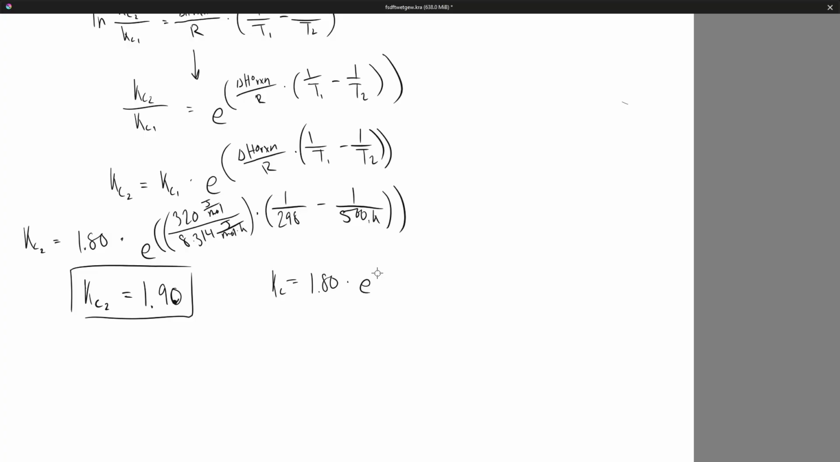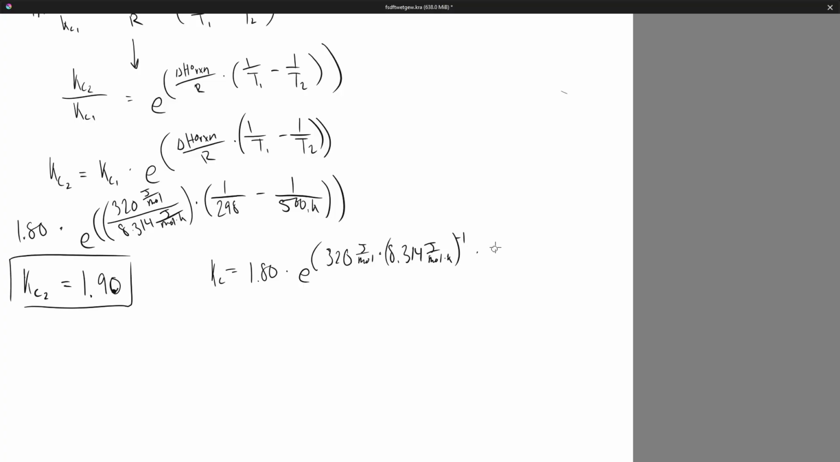So e to the 3 point or 320 joules per mole times 8.314 joules per mole times Kelvin, to the -1 since it's in the bottom of a fraction, times 298 degrees Kelvin to the -1 times 500 degrees Kelvin to the -1. That's how he does it.